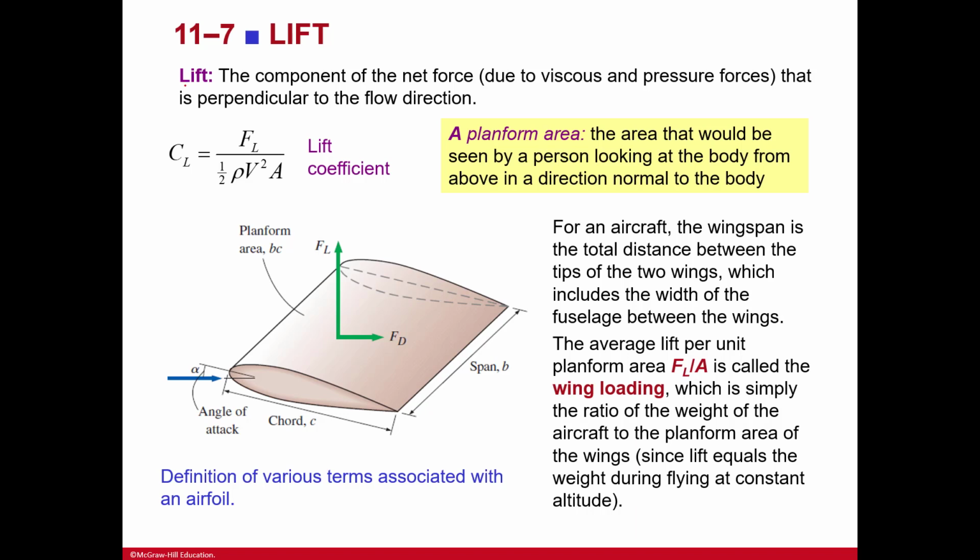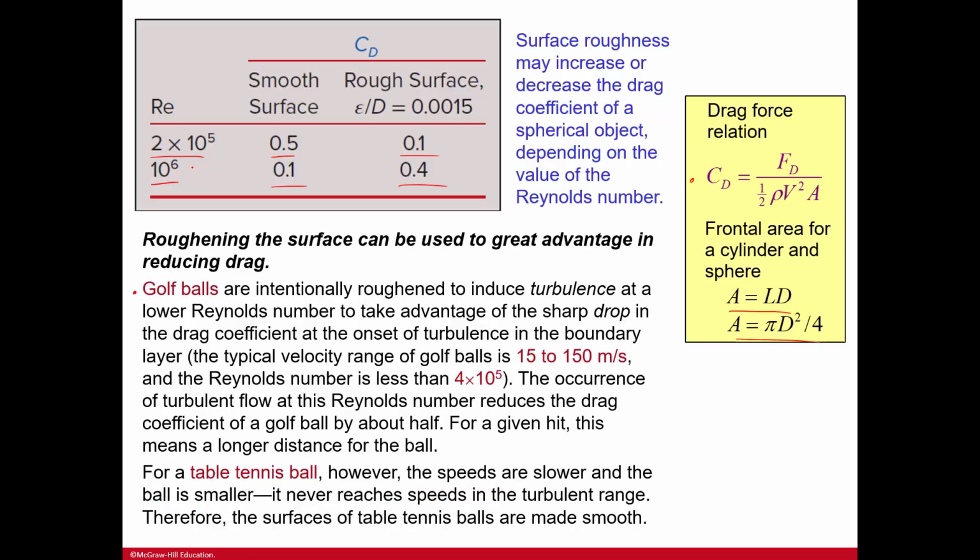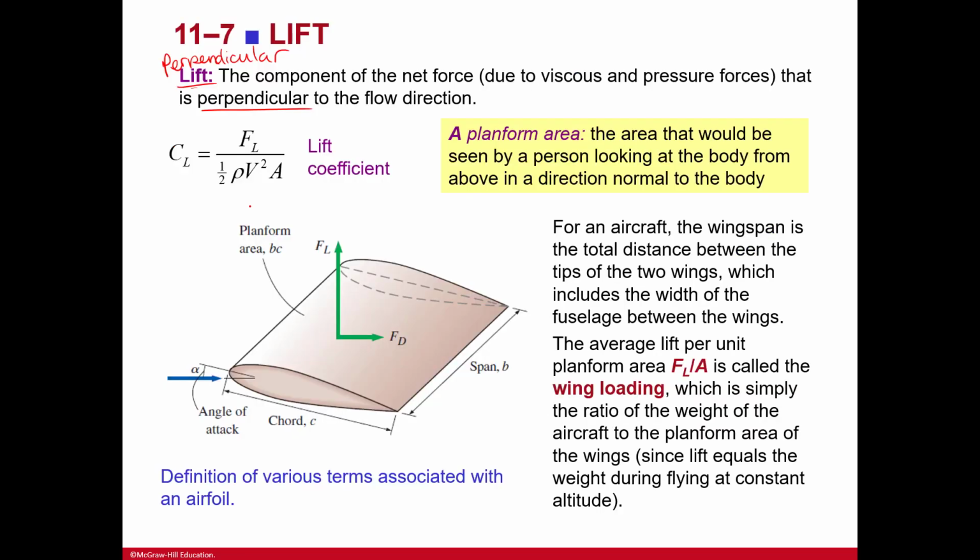Here we've talked a lot about drag. Now we're talking about lift. Remember, that is perpendicular, right? The component of the net force due to the viscous and pressure forces that is perpendicular to the flow direction. Perpendicular, not parallel. Okay, so you have this lift coefficient here, and then A, which is the planform area, the area that would be seen by a person looking at the body from above in the direction normal to the body.